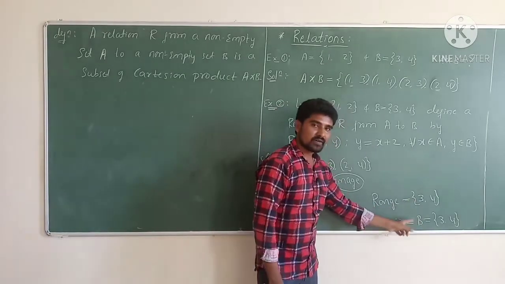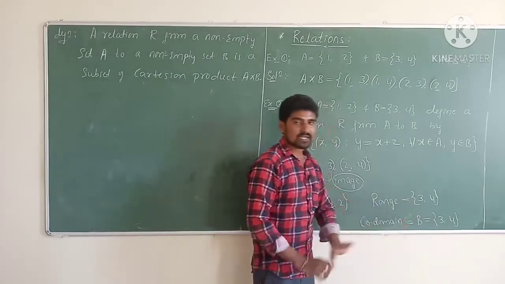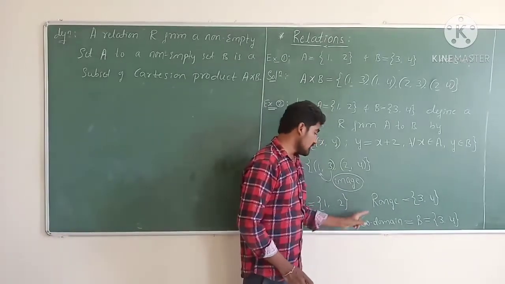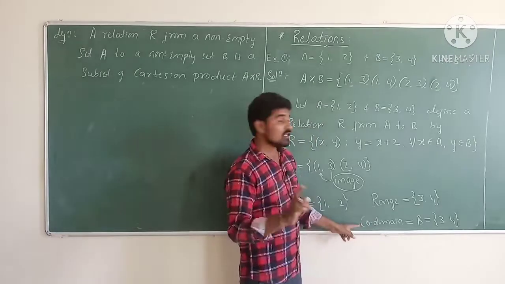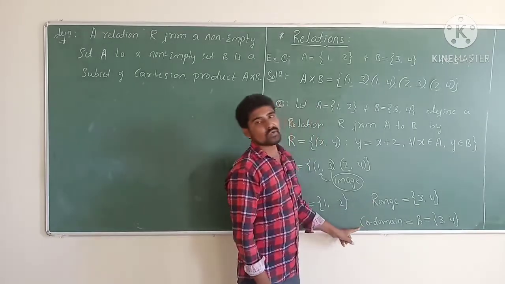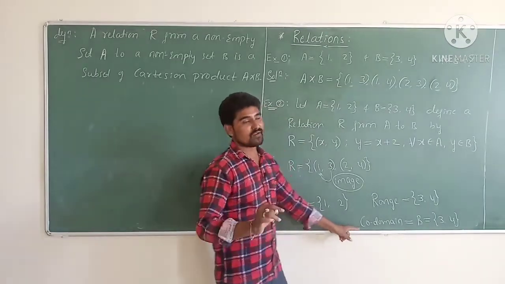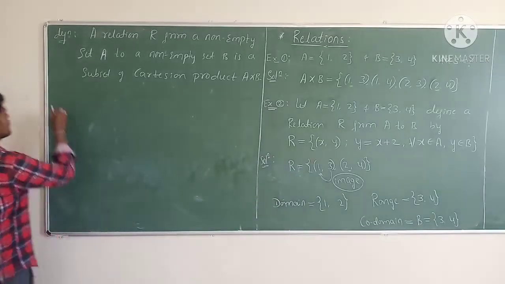Here both are the same, but they need not always be the same. Range is a subset of the codomain, or range is equal to the codomain. I hope all of you understand. So you just make a note here.